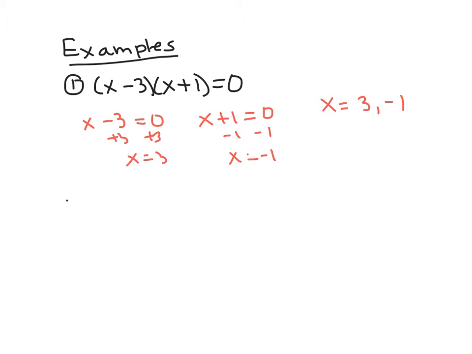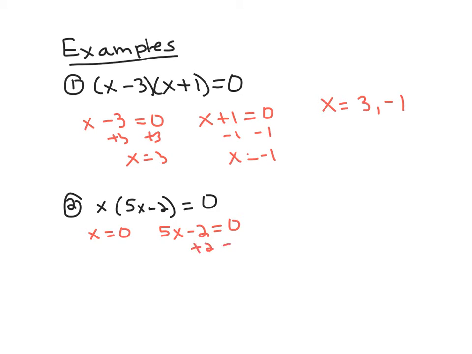All right, this next example, still fairly easy. x times the quantity 5x minus 2 equals 0. Now, you still set each thing equal to 0, but now it's just x equals 0. So that one you don't even have to solve. 5x minus 2 equals 0. Add 2, 5x equals 2, divide, x equals 2/5. So x equals 0 and 2/5.